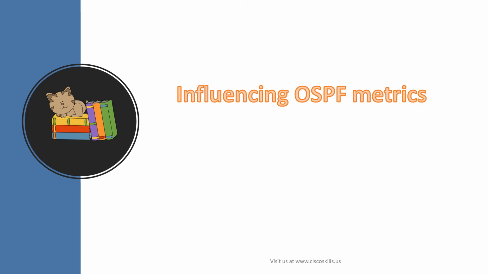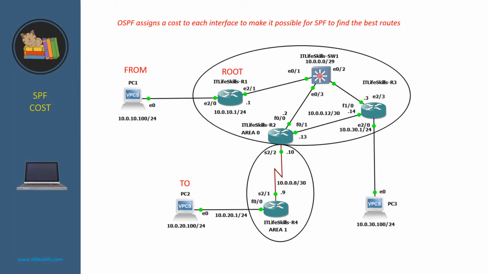Let's learn about influencing OSPF metrics. In the previous lesson, we learned that OSPF assigns a cost to each interface, which makes it possible for SPF to calculate the best routes. For example, the interface E2/1 has a cost of 10, the interface F1/0 has a cost of 1, the interface S2/2 has a cost of 64, and the interface F0/0 has a cost of 10.